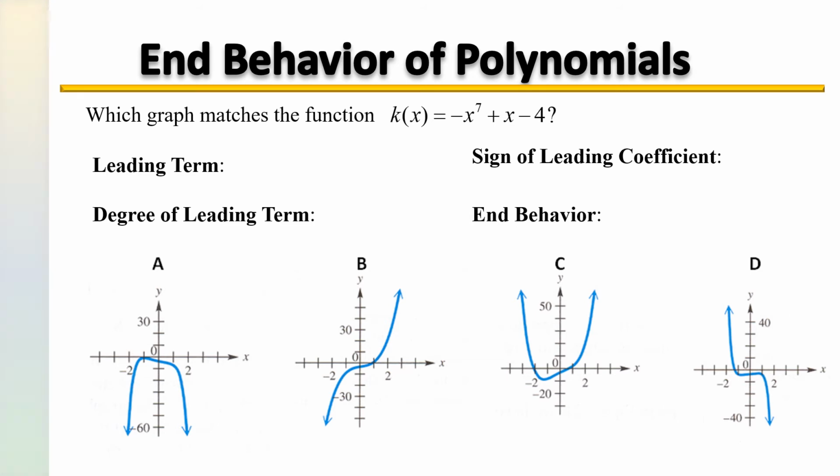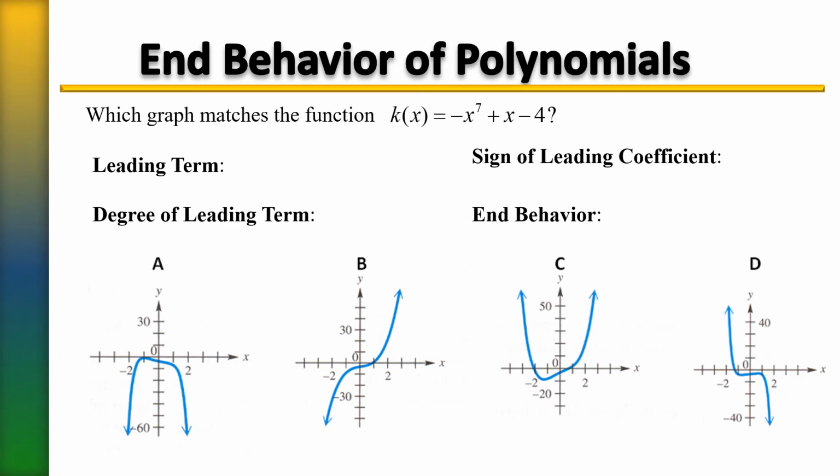In this example, we're asked which graph matches the function k of x equals negative x to the 7th power plus x minus 4.